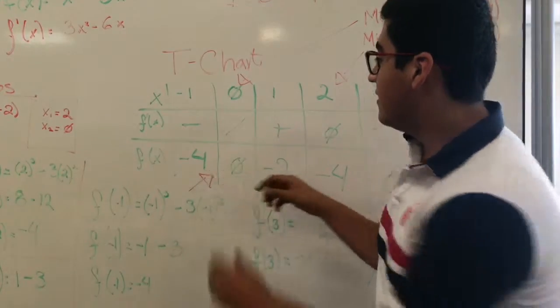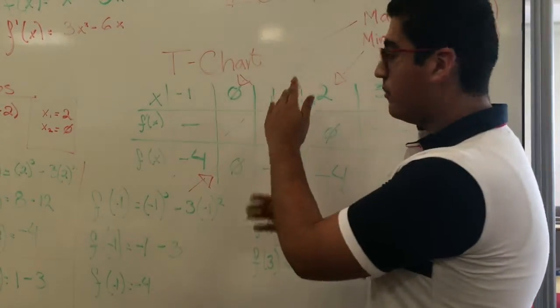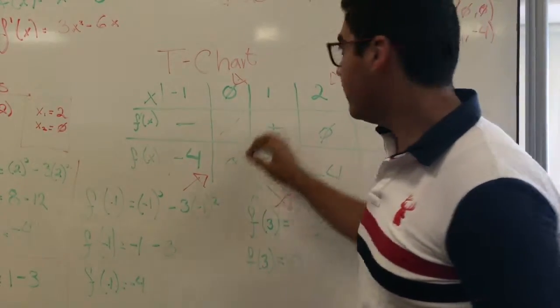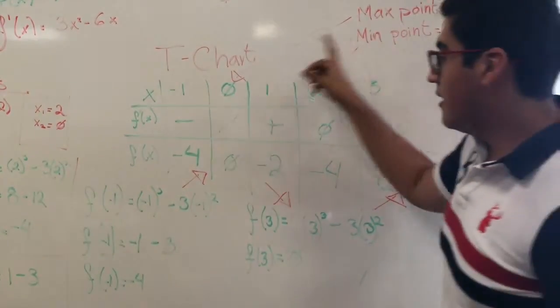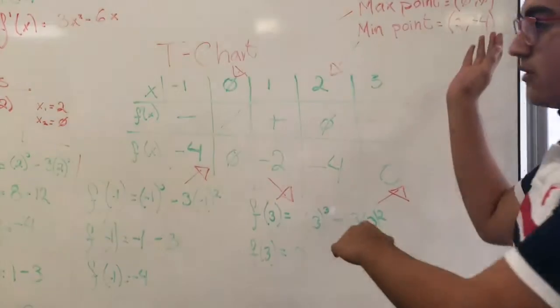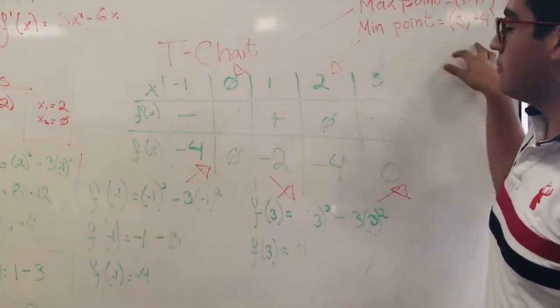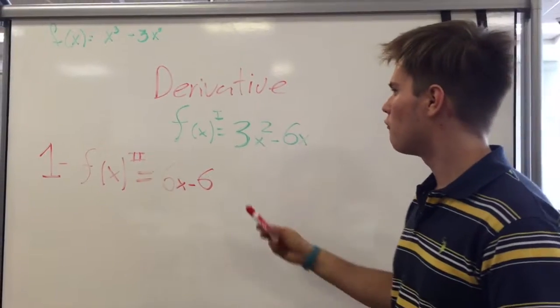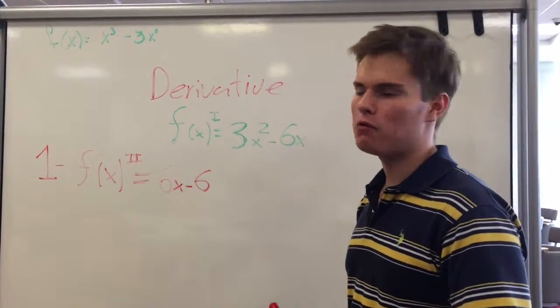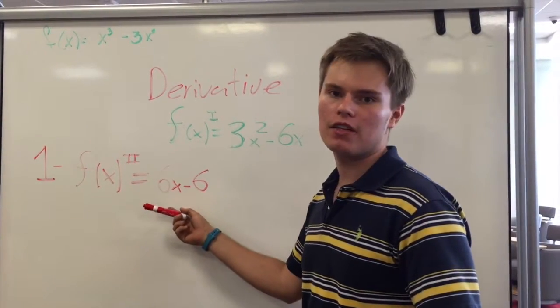We see that at this point the graph goes up, and then this 0, this critical point, is our maximum point. Then we see that the other one is decreasing and then increasing, so this one is our minimum point. From our first derivative, we derive again applying the power rule, and we obtain the second derivative.